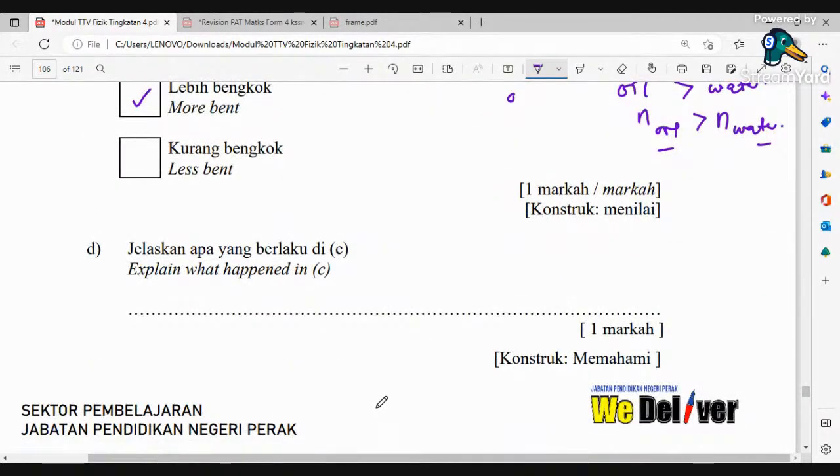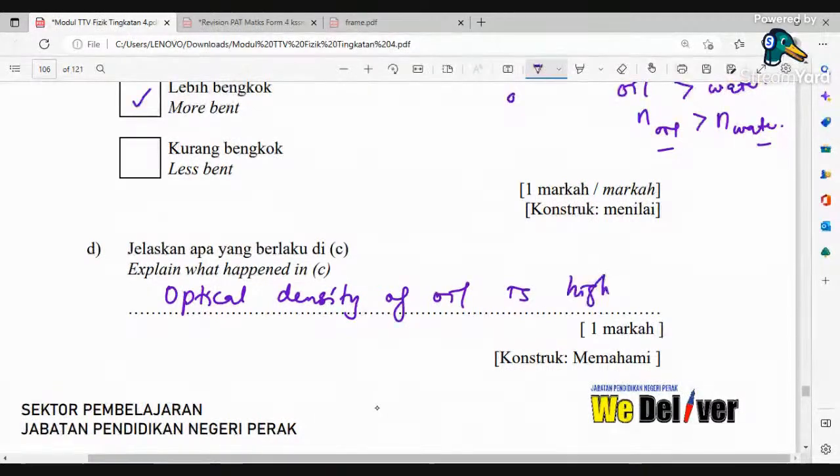Okay, explain what happened. Okay, optical density of oil is higher than water. Okay, so it bends more.